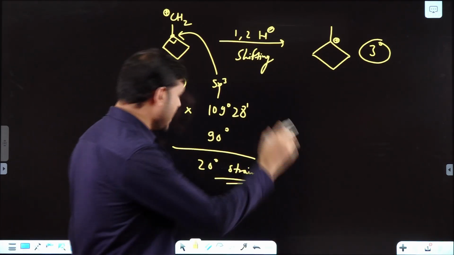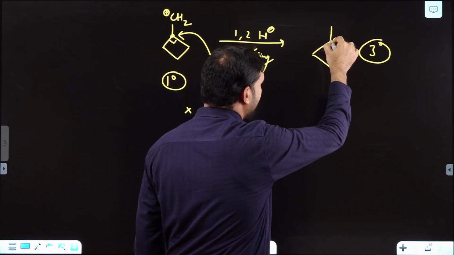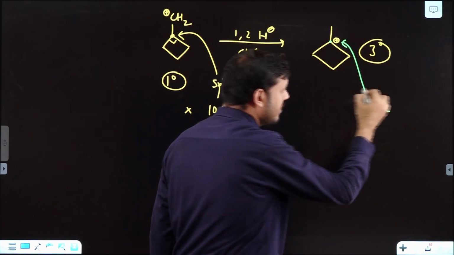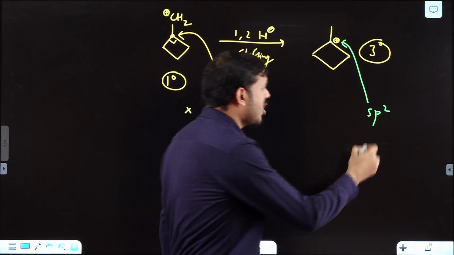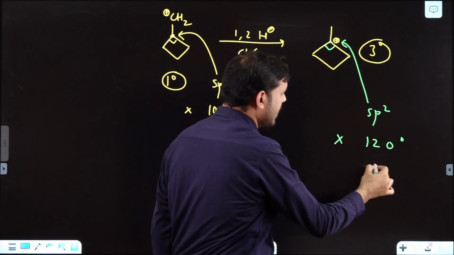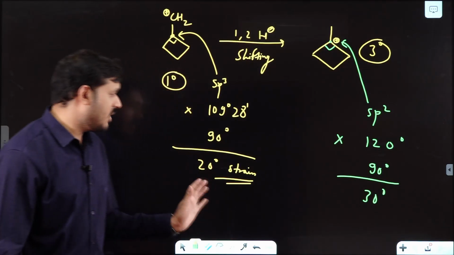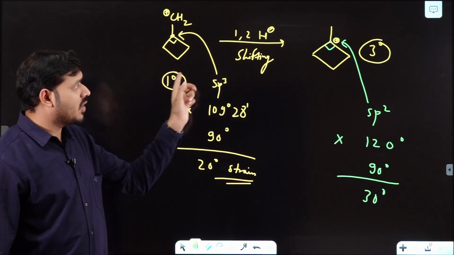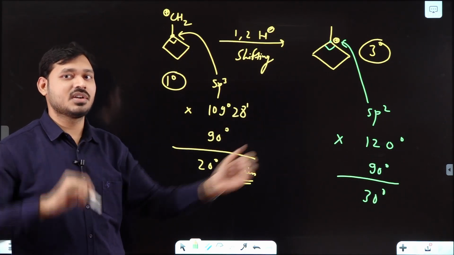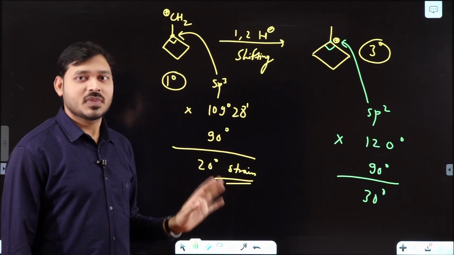Okay, now here what happens? If the carbocation, due to rearrangement, becomes an sp2 carbon, for sp2 the bond angle should be 120 degree, but here it is not 120 degree, it is 90 degree. So the strain is 30 degree. Now if you compare between these two, then due to hydride shifting, you can see the stability has even decreased. So in such cases, you cannot make hydride shifting. Okay, clear?